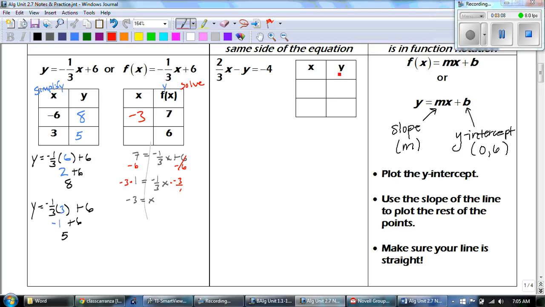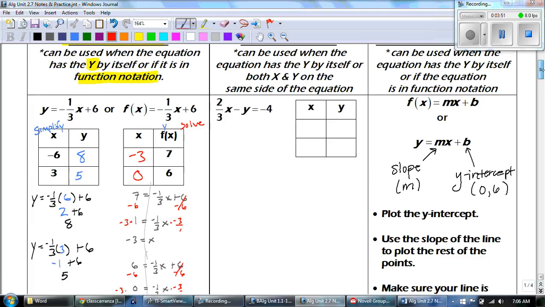y is 7. And we're going to do the same thing again, but now we're going to plug in 6. So 6 equals negative 1/3 x plus 6. We're going to subtract 6 from both sides. 6 minus 6 is 0. To get the x by itself, we would multiply by the reciprocal again, but no matter what it is, it's going to be 0 because I'm multiplying 0. So there we go. Those were the two things that we've talked about with table of values.